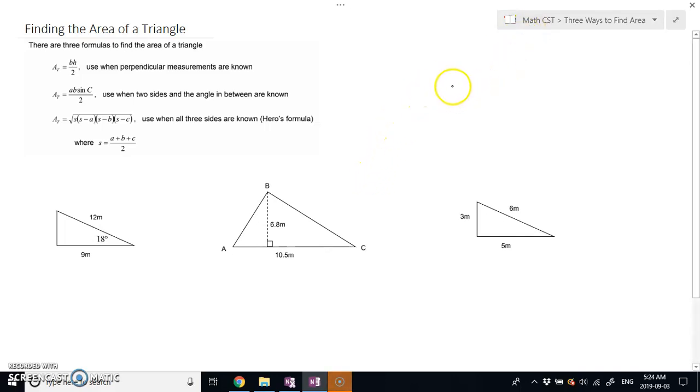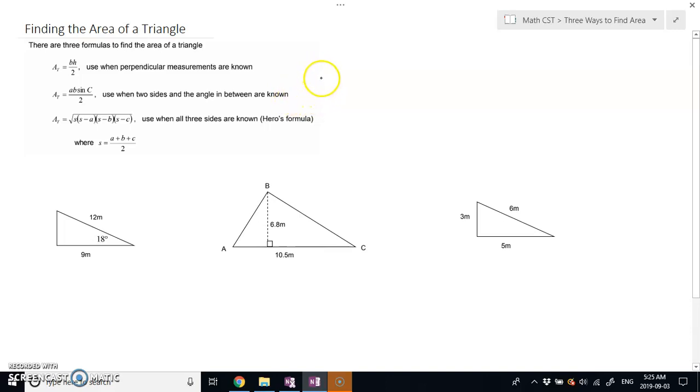Hi everyone, so for this topic we're looking at 3 ways to find the area of a triangle. Now this might seem like something that was covered in middle school, but there are a few formulas that we might not have seen before in Math CST. One that is familiar to us is base times height divided by 2, but we can only do that when a right angle is given somewhere in the triangle, or perpendicular measurements are known, or, as I would say to my classes, an altitude is given.